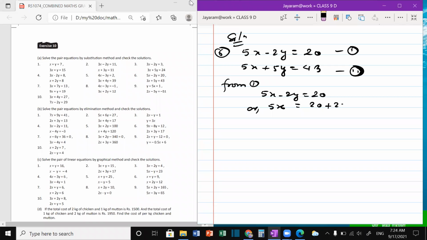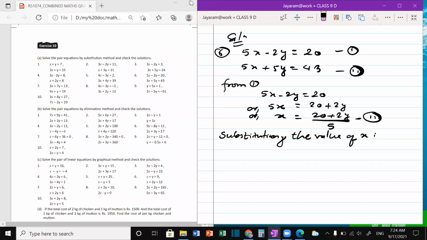After this, x equals 20 plus 2y upon 5. Now let's suppose this is equation 3. Later we need this. Now substituting. Then again 3x plus 5y is equal to 43. Okay, substituting the value of x in equation 2, not 3. Okay, 2. What you get is this equation.